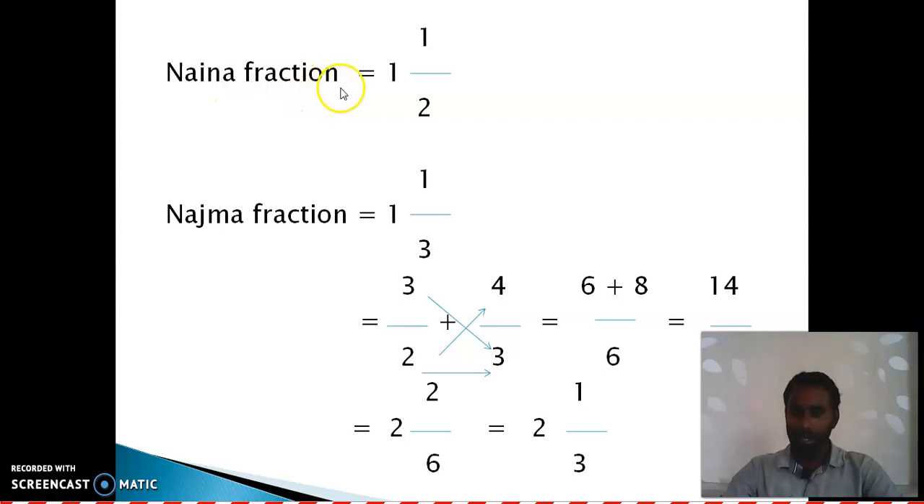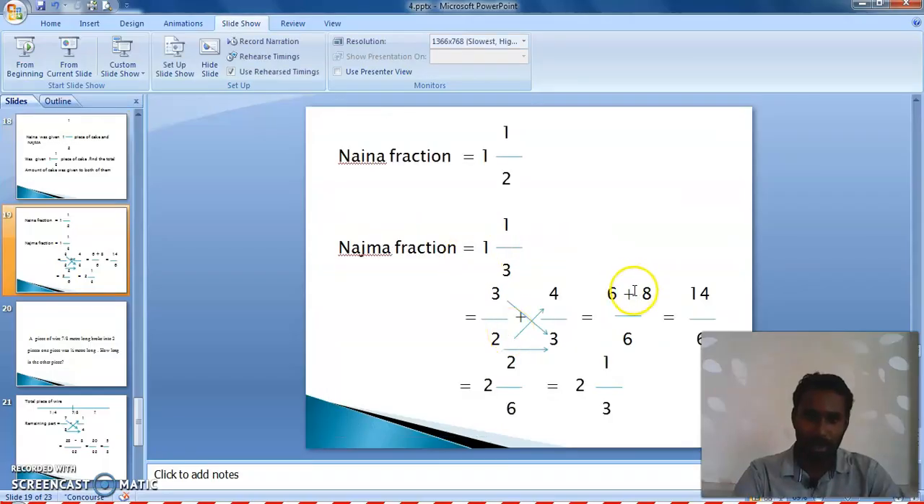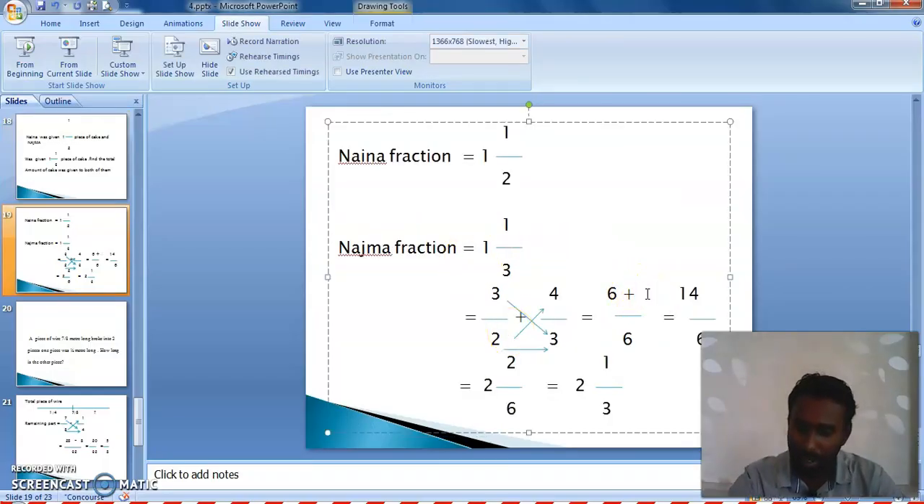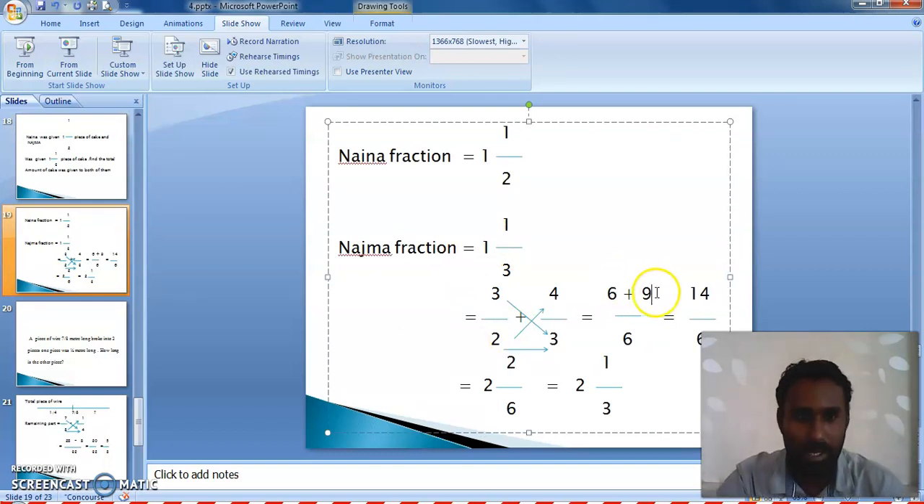So Naina's fraction is 1 by 2, Najma's fraction is 1 by 3. So first, what do we have to do? We have to change them to improper fractions. For the first one, 1 2s are 2, 2 plus 1 is 3 by 2, and 3 into 1 is 3, 3 plus 1 is 4, 4 by 3. So cross multiplication, everything you have to do. 3 3s are 9, so here it will come 9. So 6 plus 9, that means here 15 will come, right?